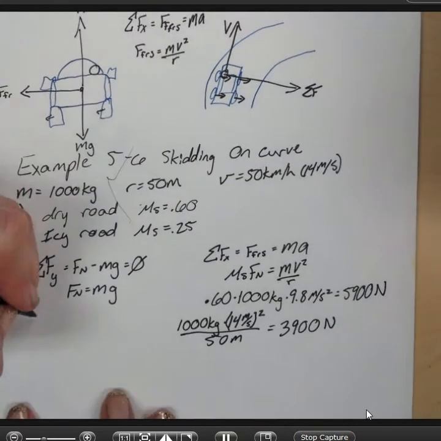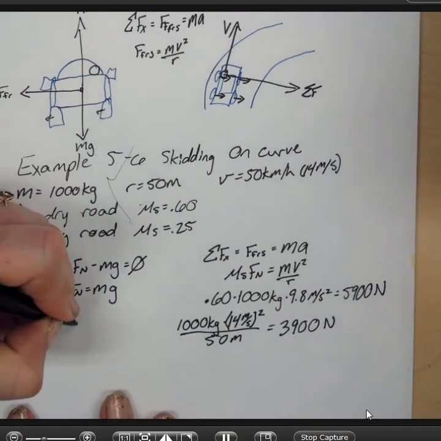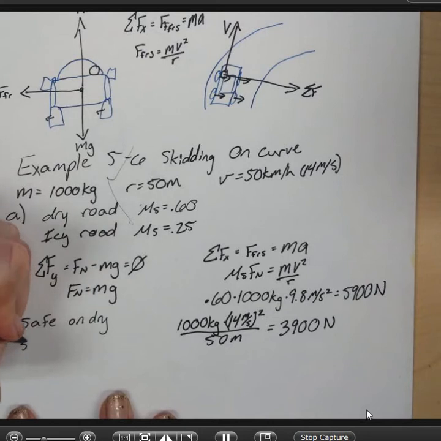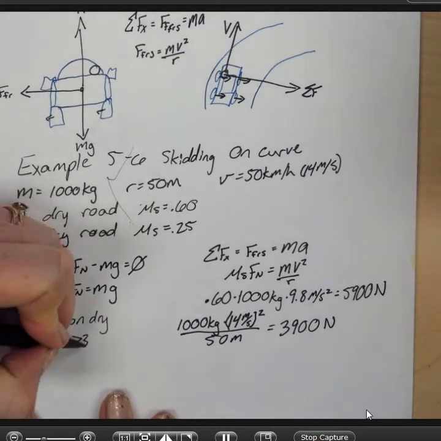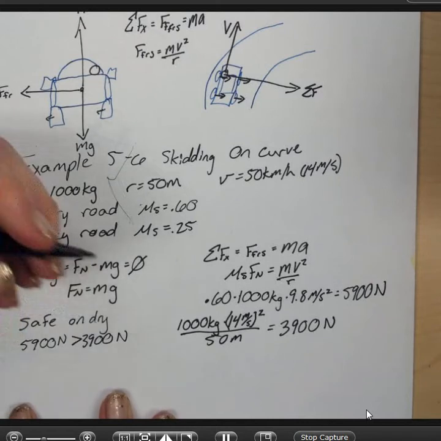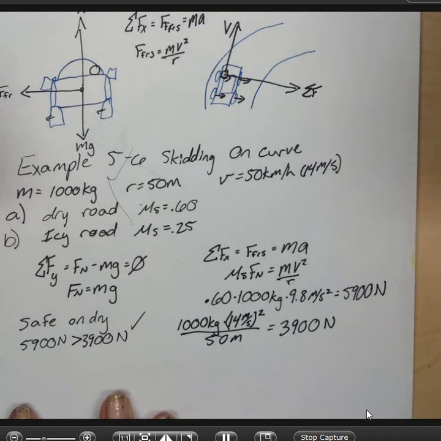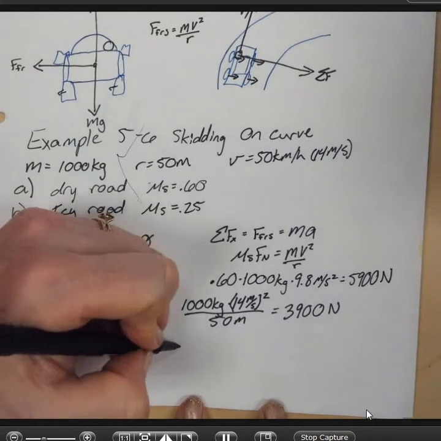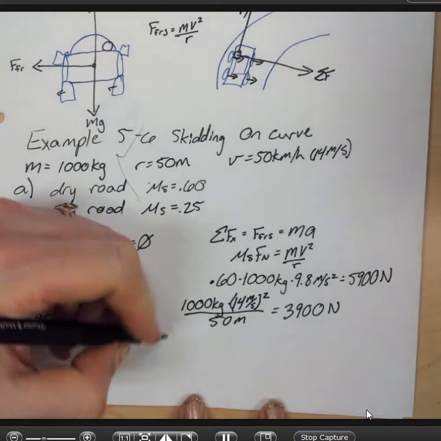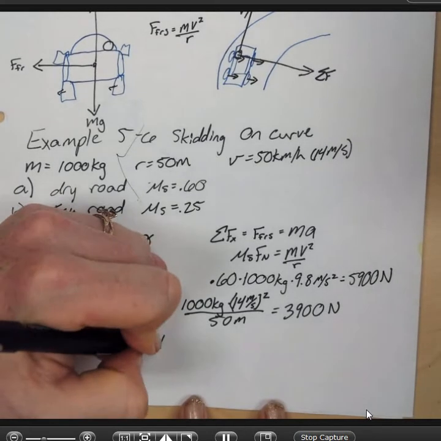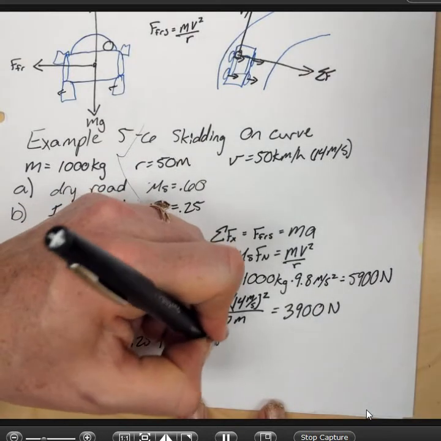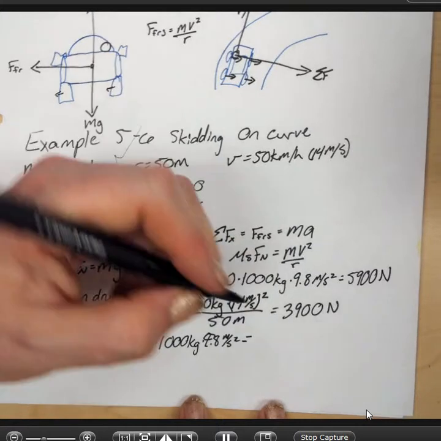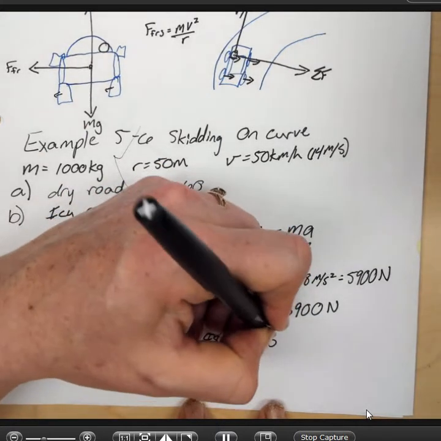So it's safe on a dry road, because 5,900 newtons, the maximum static force that can be provided by tires with a coefficient of 0.60, is greater than 3,900 newtons. So we're okay on dry. On wet, however, you have a maximum coefficient of 0.25 times 1,000 kilograms times 9.8 meters per second squared, which gives us a force of 2,500 newtons.